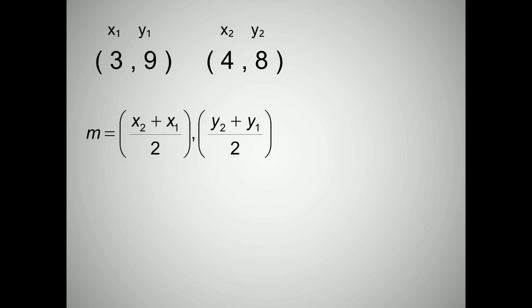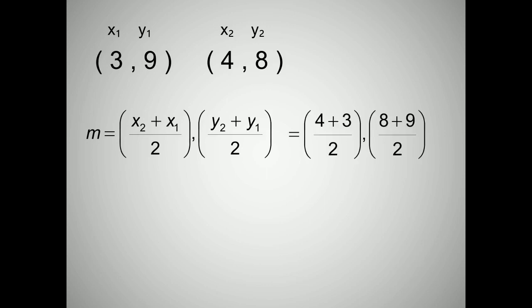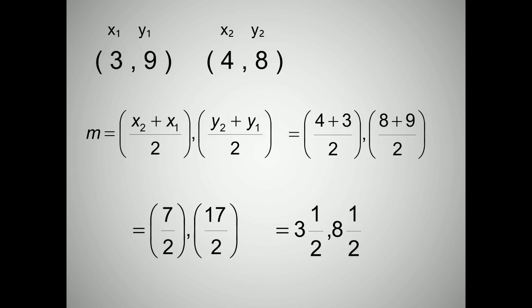We will use the midpoint formula and substitute the value, so it will be 4 plus 3 over 2 and 8 plus 9 over 2. The answer would be 7 over 2 and 17 over 2. You can leave it like that, but it's better if you'll transform it into a mixed fraction, so it will be easier to graph.